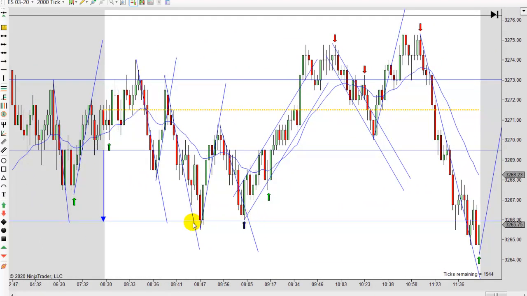But that's a good example of you don't take this first entry right here. You wait on a higher low, and this one just didn't come till it came back down to that level again.